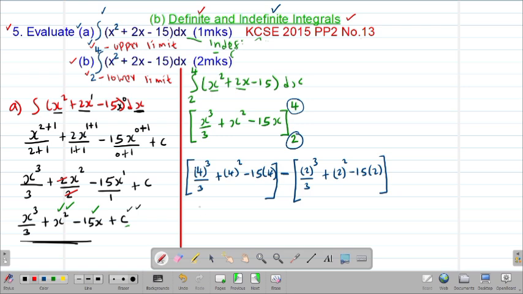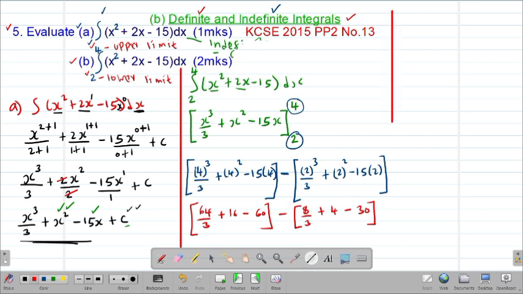So 4 cubed, of course, that is 64, over 3. Then plus 4 squared, that is 16, minus 15 multiplied by 4. This will give us 60. So we'll have 60, then minus, into bracket, 2 cubed, that is 8 over 3, then plus 2 squared, that is 4, minus 15 by 2. Of course, that will be 30. So on subtraction, this is what we are going to get.